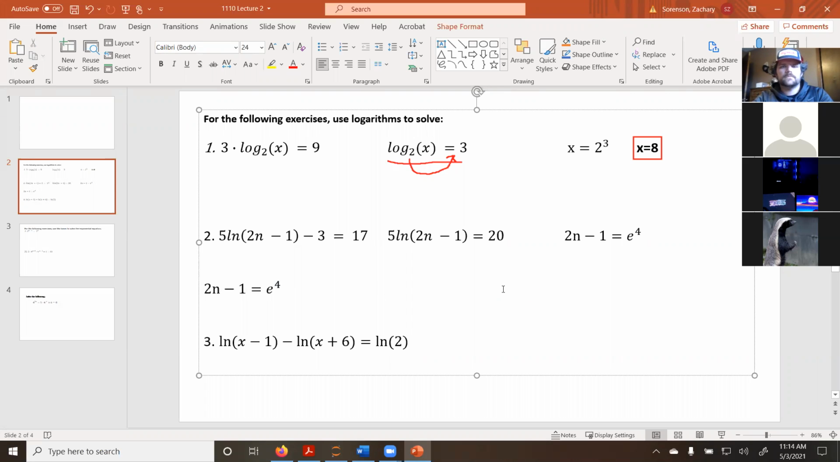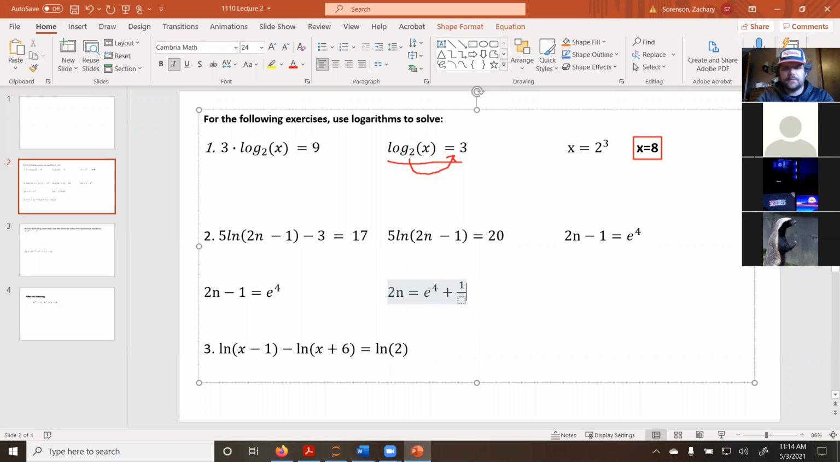Add 1 to both sides and then divide by 2. Yep, just basic algebra at this point. So add 1 to both sides. Divide by 2. And voila.